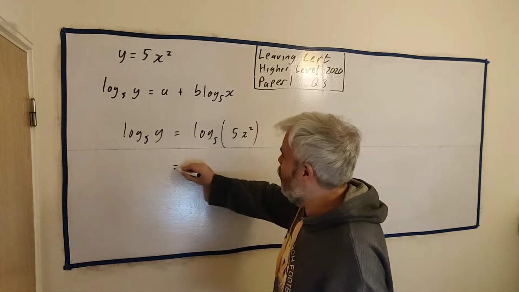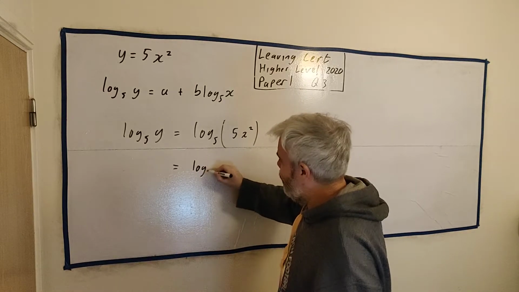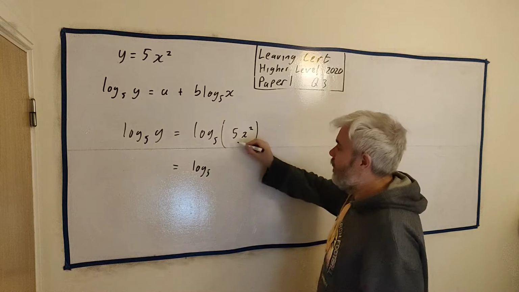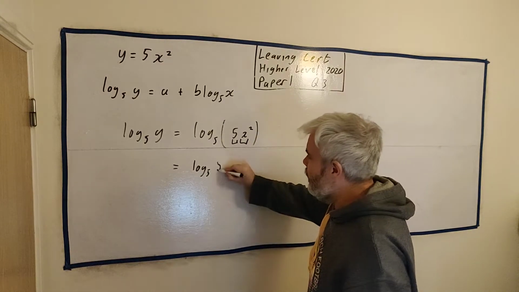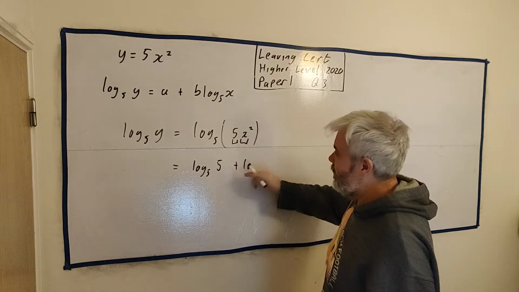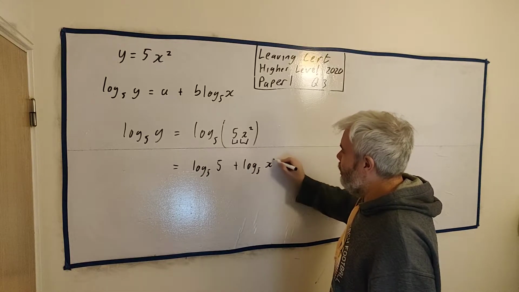Okay, so one of our rules about logs is, for log to the base anything, a log of a function that has two things multiplying, two parts multiplying each other, you can rewrite like this: log to the base 5 of 5 plus log to the base 5 of x squared.